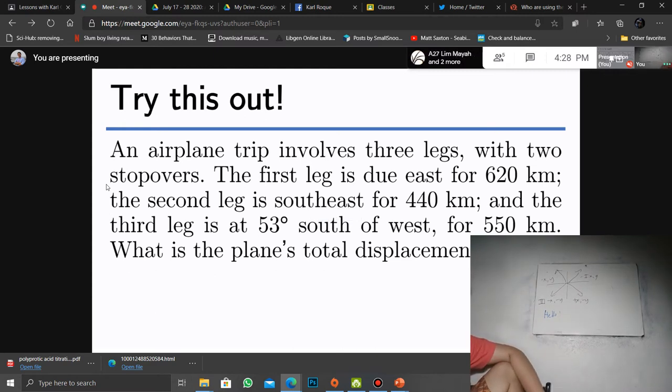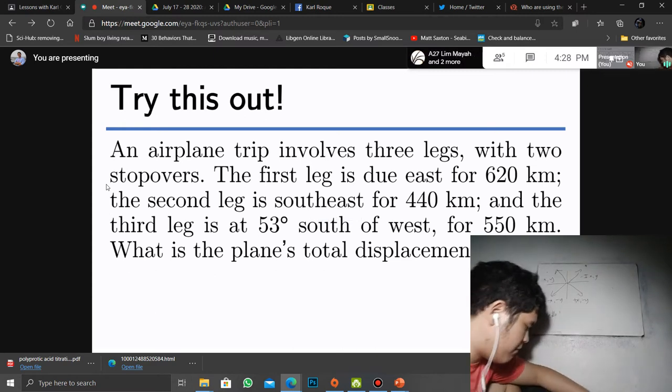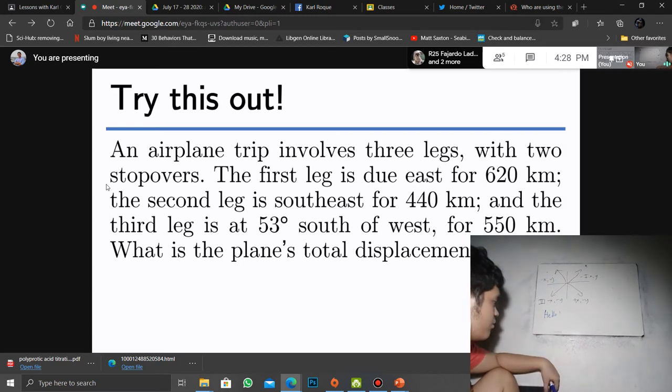Planes total displacement, magnitude and direction ng vector, no? Magnitude and direction.